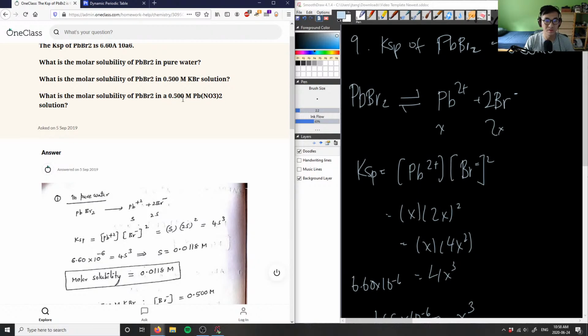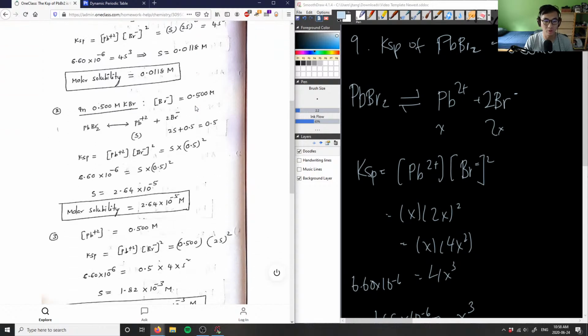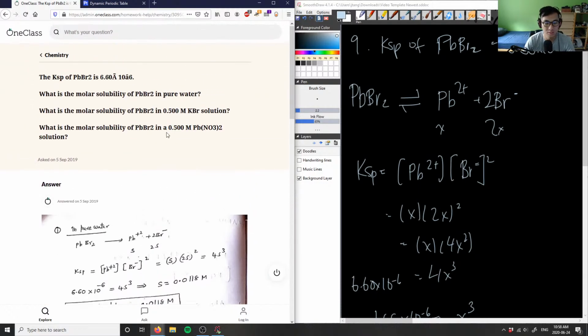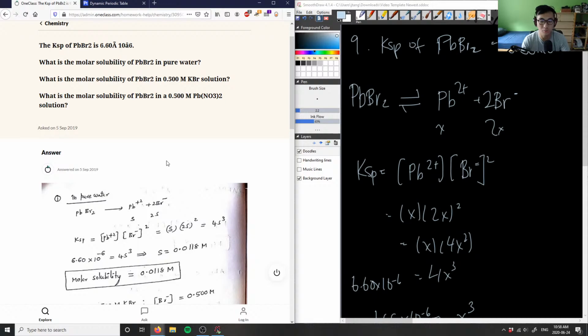So you're going to have the concentration of lead as also 0.500, and you're going to plug that in for your molar solubility for Pb2 plus, which is going to be X here, and you're simply algebraically isolating this 2x here, and you're going to get 1.82 times 10 to the negative 3. So the solution is correct. Again, the algebra works out here, the logic works out. So I'm going to say the solution is correct.